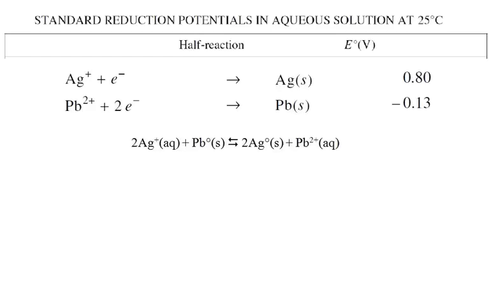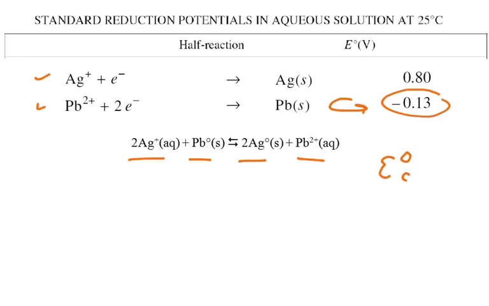Now we can go back. We were doing a worksheet where we're looking at a cell made out of silver and lead, and we decided that the lead equation, since it's smaller, would have to be turned around, and we got this equation here: silver plus lead metal turns into silver metal and lead ions. And we actually figured out here that the E0 value for this cell would be 0.93 volts, and that'll be a positive value. We're going to need that information in a moment.